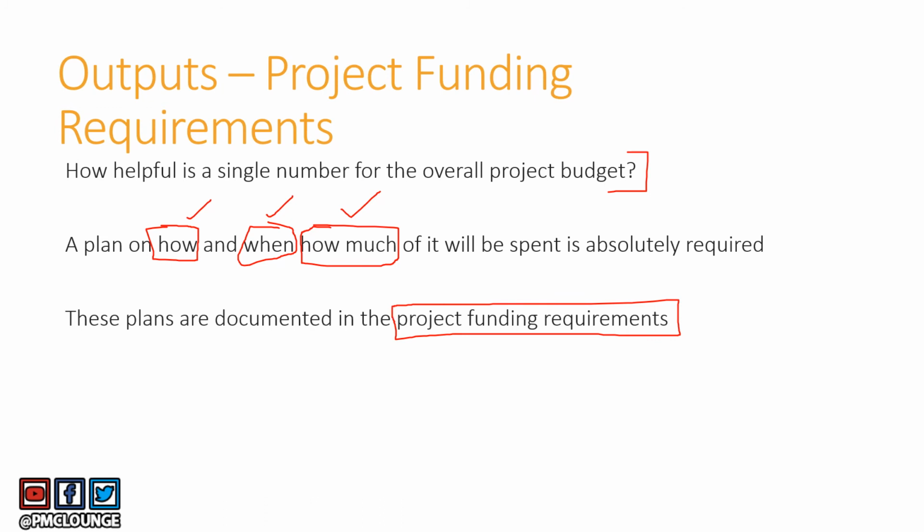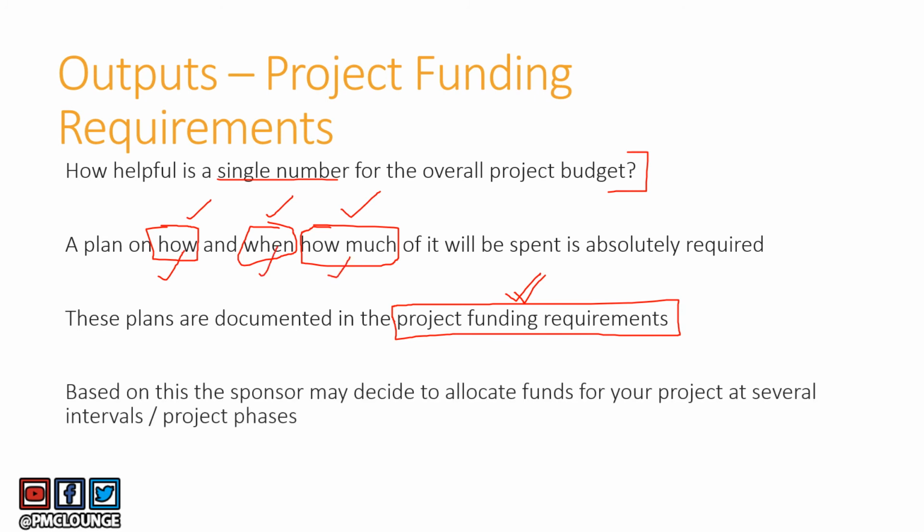So, to the CEO of the company, you will give a single number. To your immediate manager, you will give the project funding requirements, wherein it will contain the plans of how, when, and how much money your project requires. Based on these project funding requirements, the sponsor may decide to allocate funds for your project at several intervals or project phases, right?